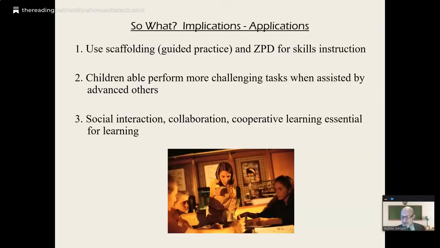So what, do you say? Well, a couple of applications. You want to use scaffolding in the form of guided practice, and I'll show you what that is, and the zone of proximal development for skills instruction of any kind, whether it be a sports skill, music skill, reading skill, math. Again, find their independent level, get a little ahead, create that scaffolding.